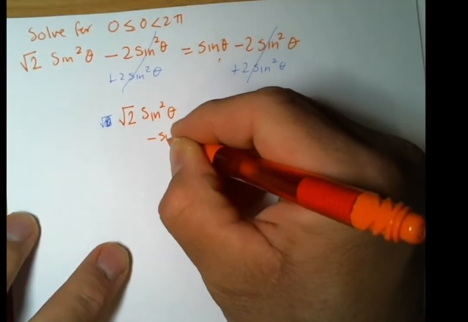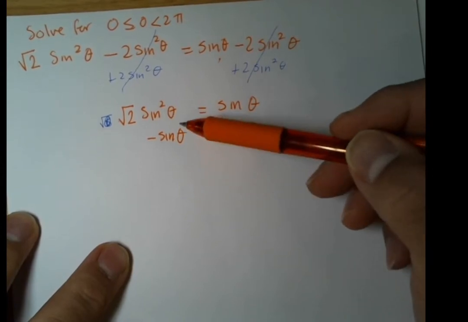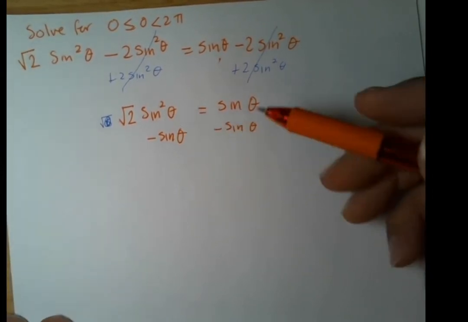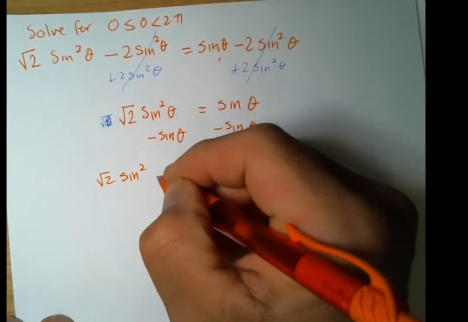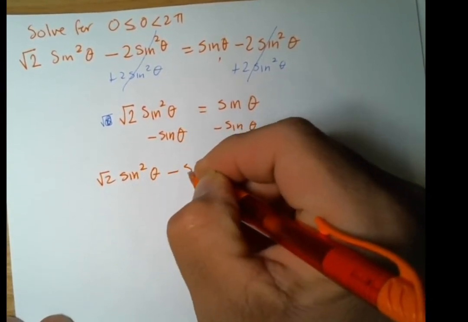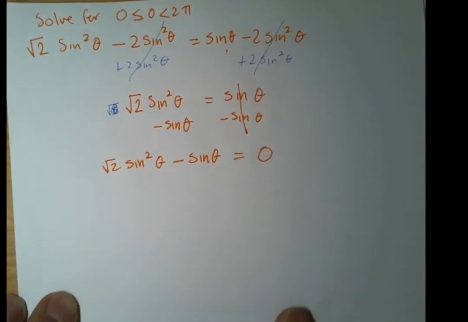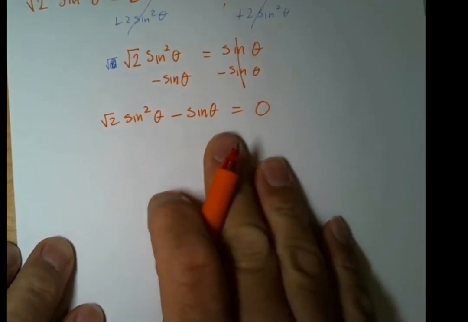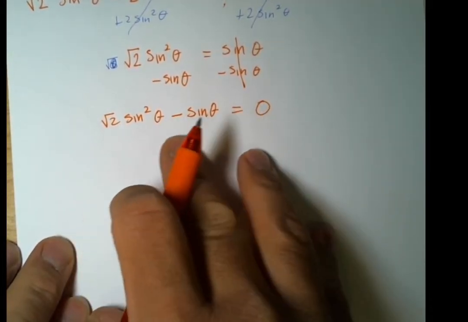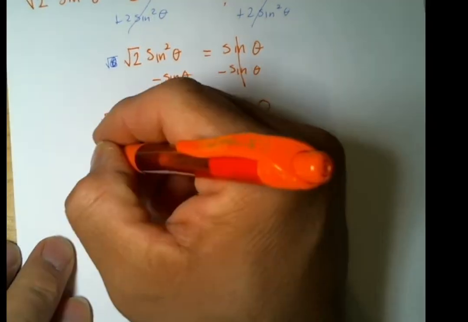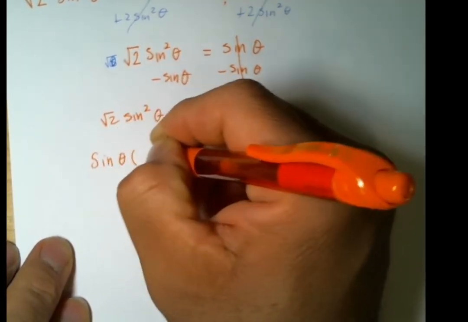Instead, subtract sine theta from both sides. Now these are not like terms, right? Like terms have to have the same power. So when we're subtracting, we cannot combine. That's 0, and again, it's what I want. This is not quadratic form, but it does have a common factor, that common factor being sine of theta. So let me factor out one factor of sine theta.